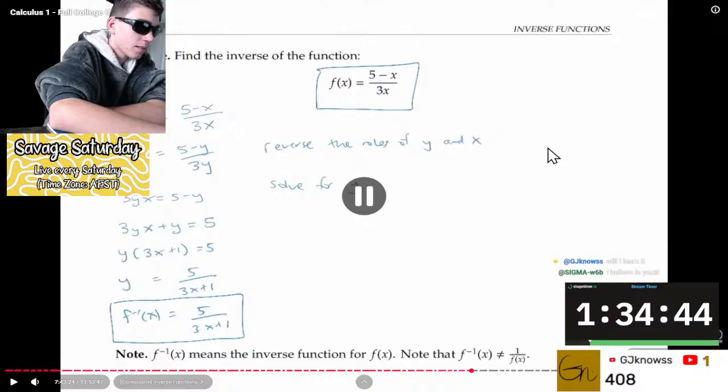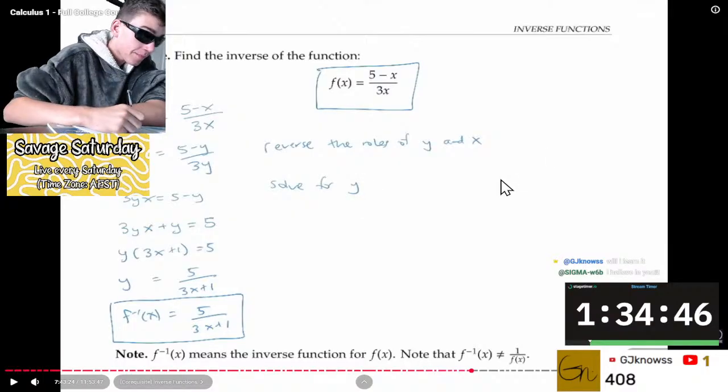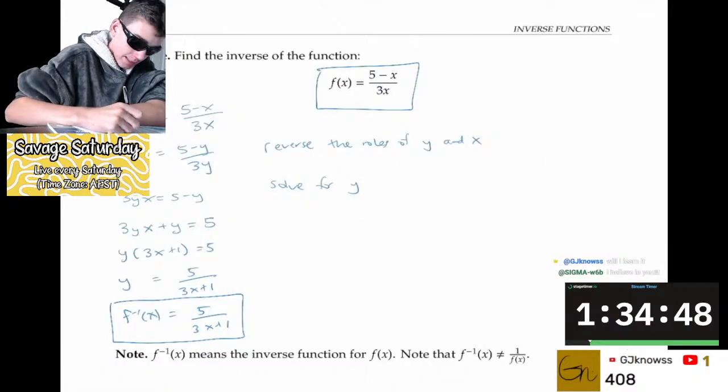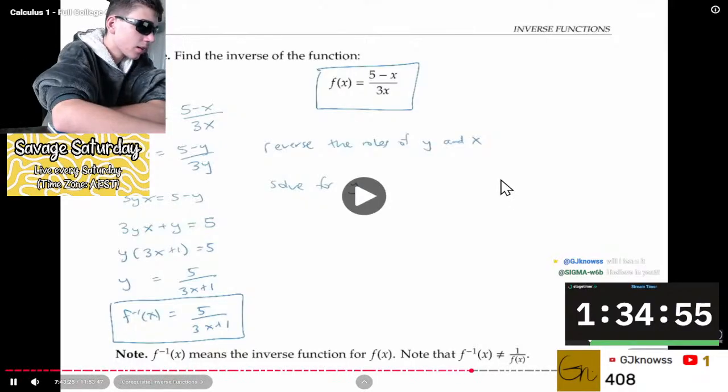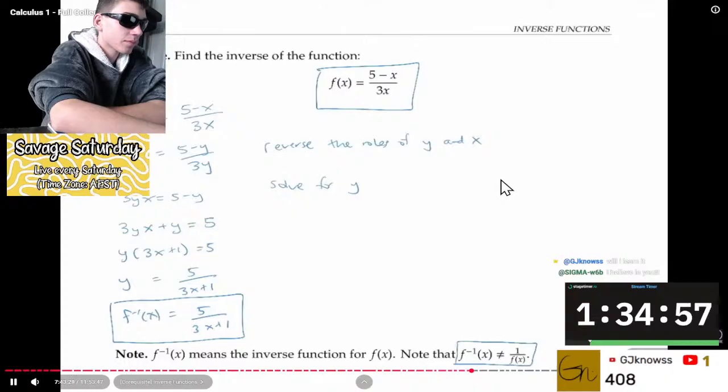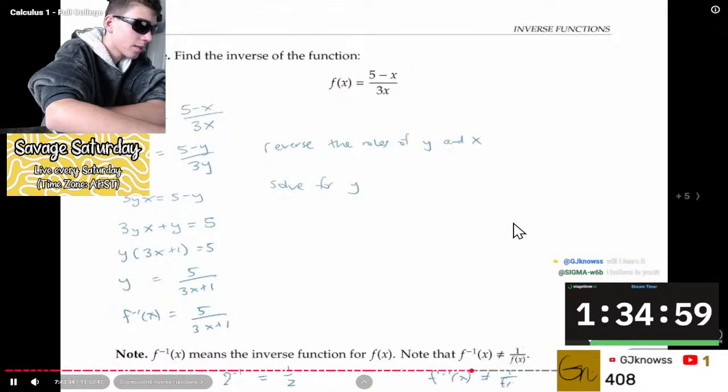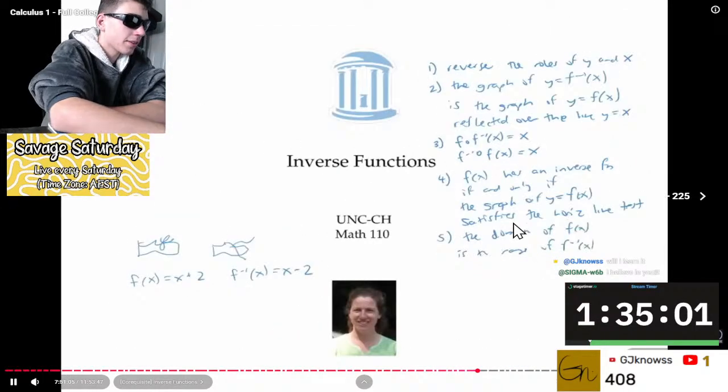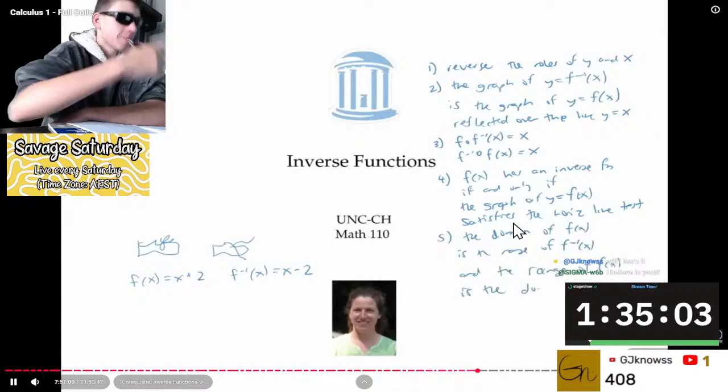And in general, f inverse of x is not usually equal to 1 over f of x. This can be confusing because of the notation. Also, the range of f is the domain of f inverse.